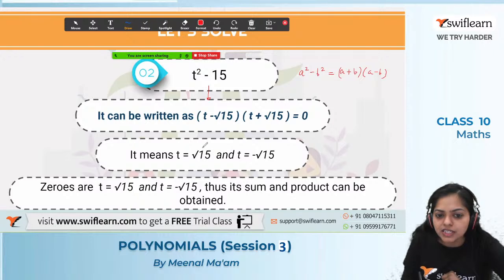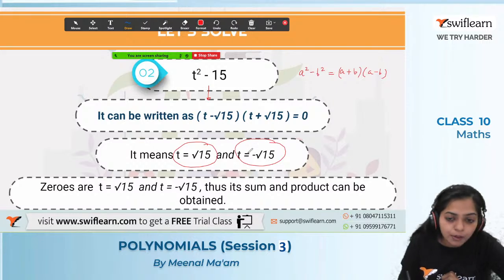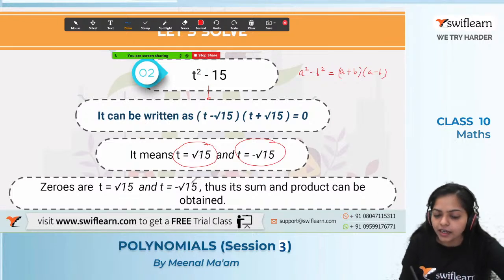0. This means t is what? It is equal to minus root 15 and plus root 15. Got it? So the zeros are t equals root 15 and t equals minus root 15. Thus, its sum and product can be obtained like this.